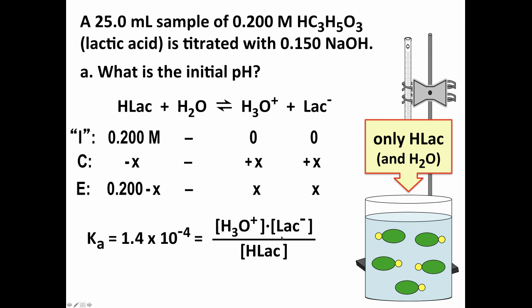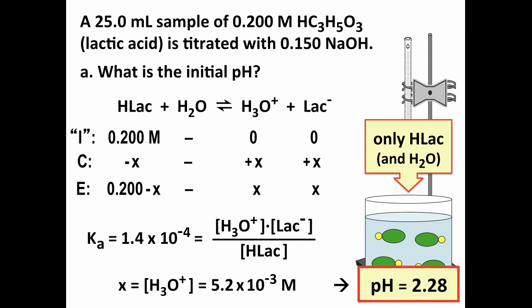We can substitute in terms of x and solve this equation, and we get x equals the hydronium ion concentration, which is 5.2 times 10 to the minus 3rd molar in this particular case. What we would like is the pH, so we take the negative log of 5.2 times 10 to the minus 3rd, and we get a pH of 2.28. That seems like a reasonable initial pH for a solution of weak acid.